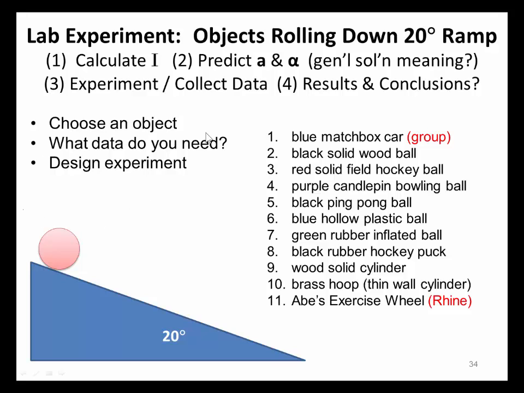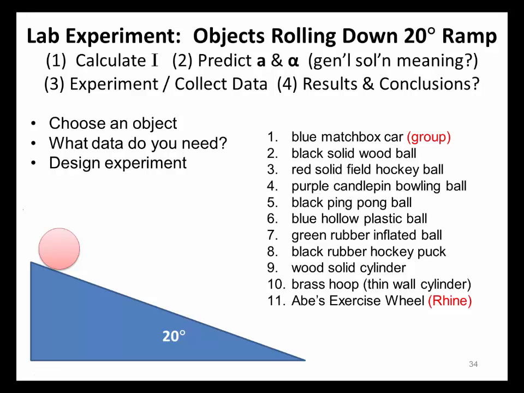So the first thing you'll need to do is choose an object, and we actually have 11 different objects to use. Abraham's exercise wheel I'll do as an example. So what we'll do is we'll have everybody take a look at the blue Matchbox car and use that maybe as our control for our experiment.